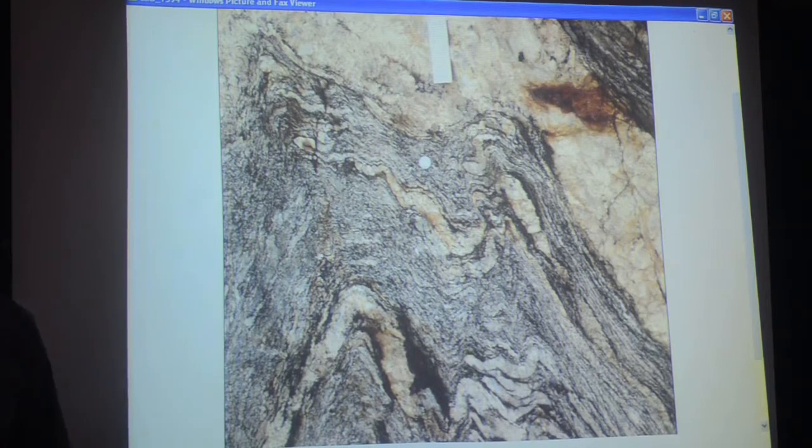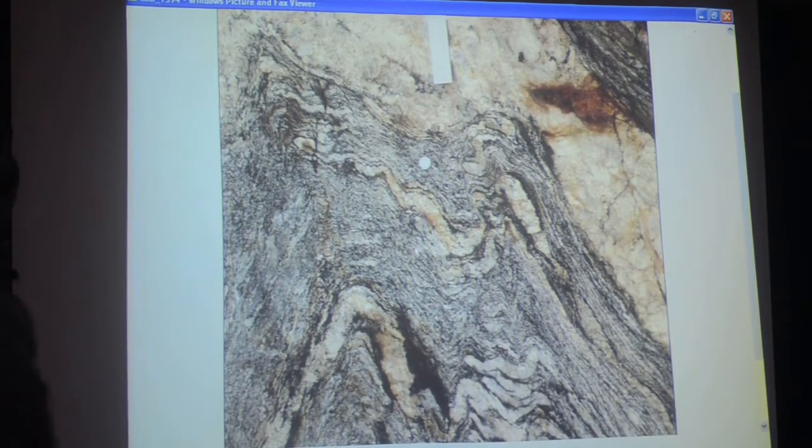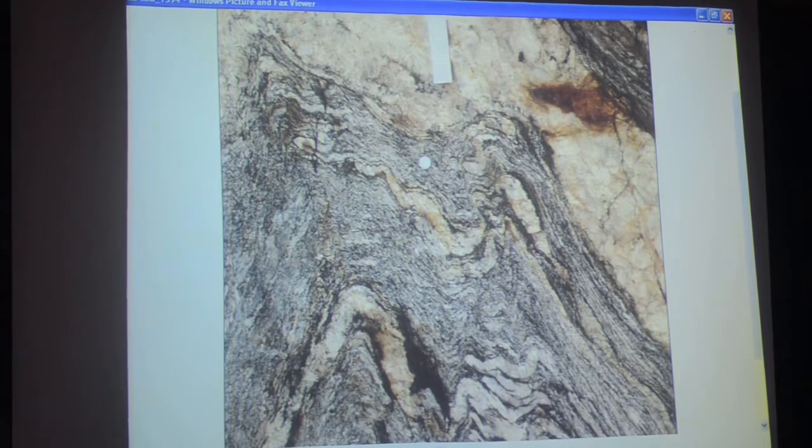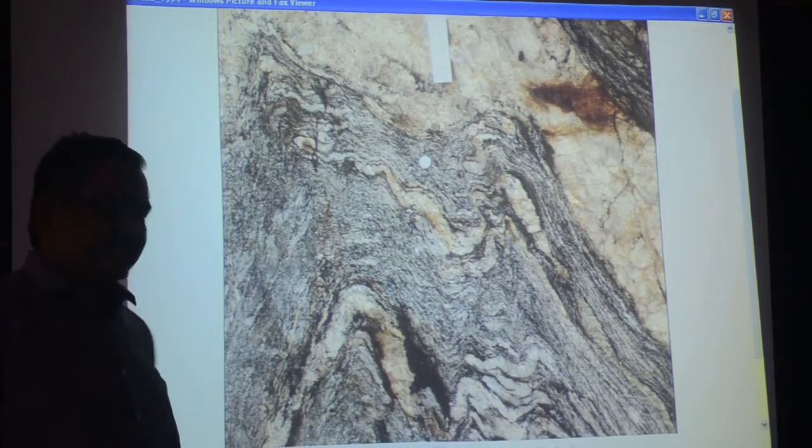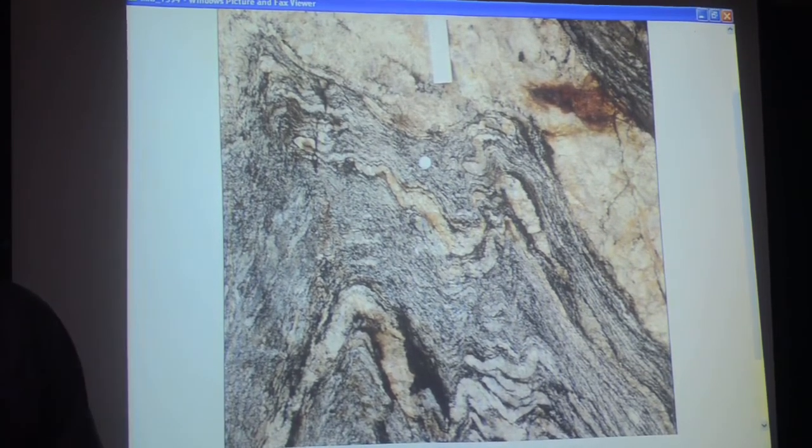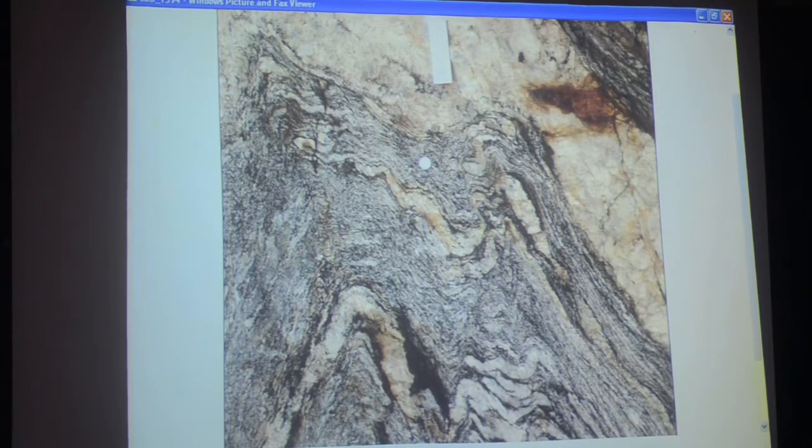the fold is developed on what? What has been folded? You don't understand my question, no? Folds are there, fine. But suppose somebody asks you, what has been folded? What is the surface or what is the structure which has been folded? That is very difficult to answer.